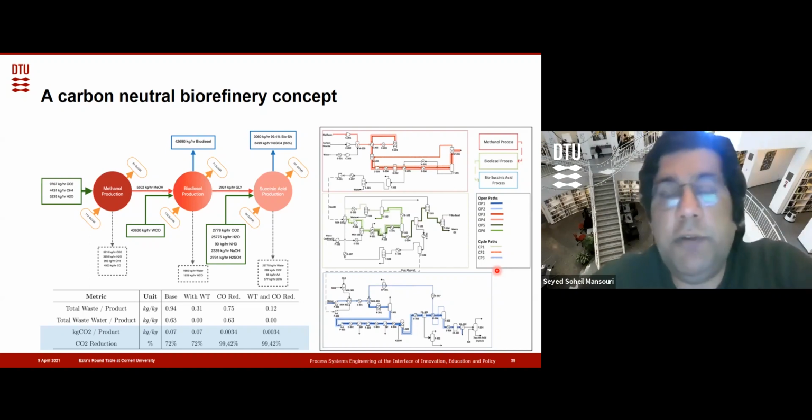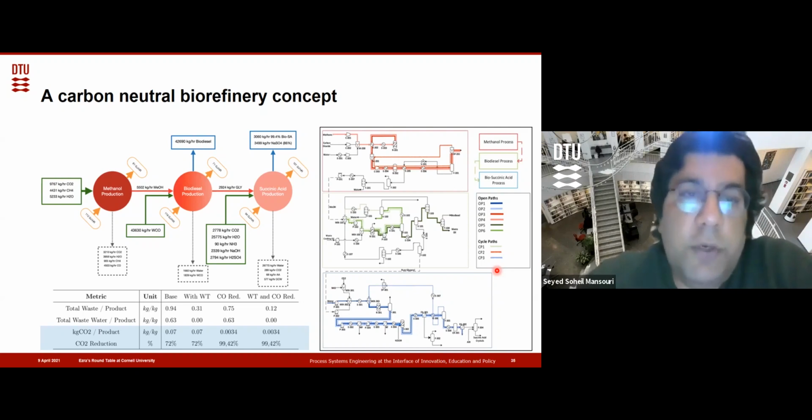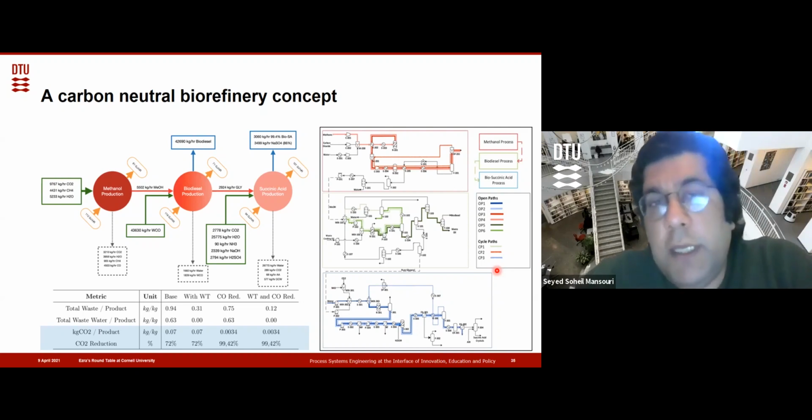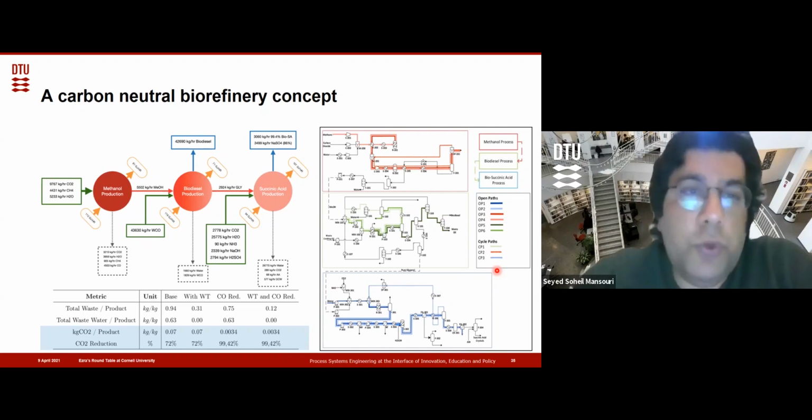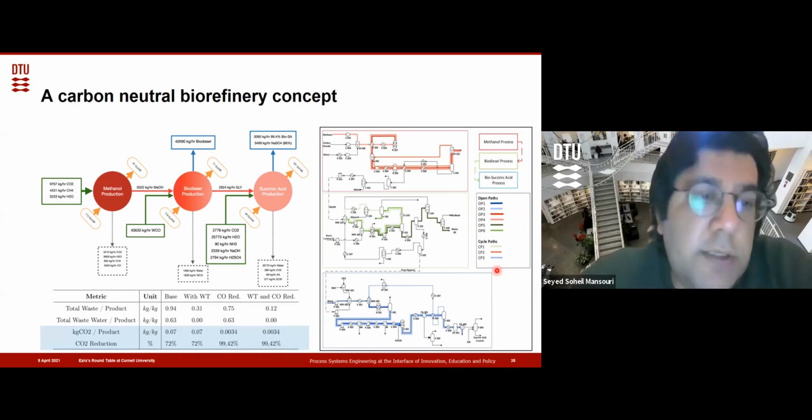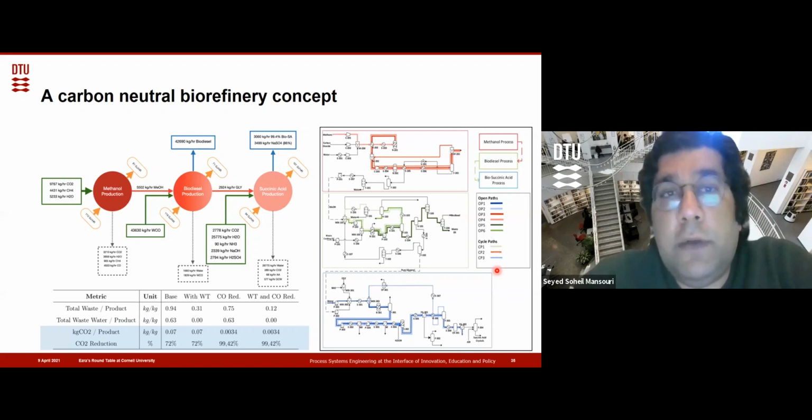And then if we fully integrate the processes towards zero waste production, then what could be the challenges? What could go wrong? Which is currently subject to our ongoing research.